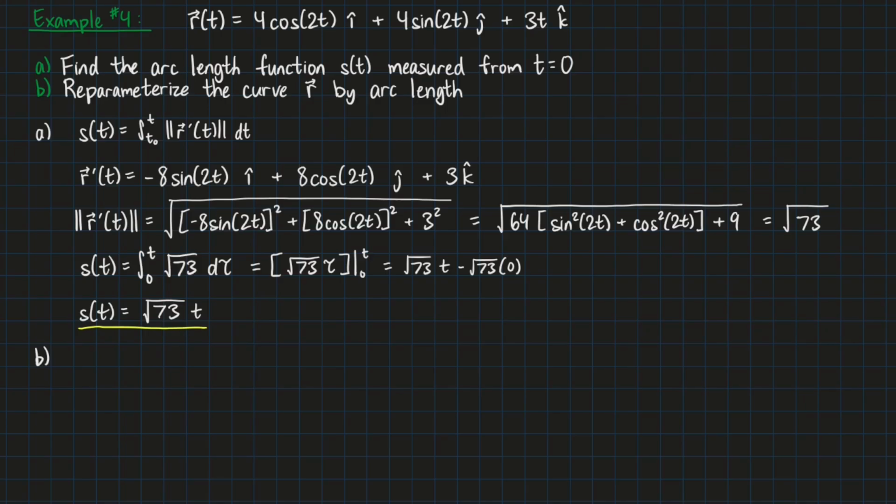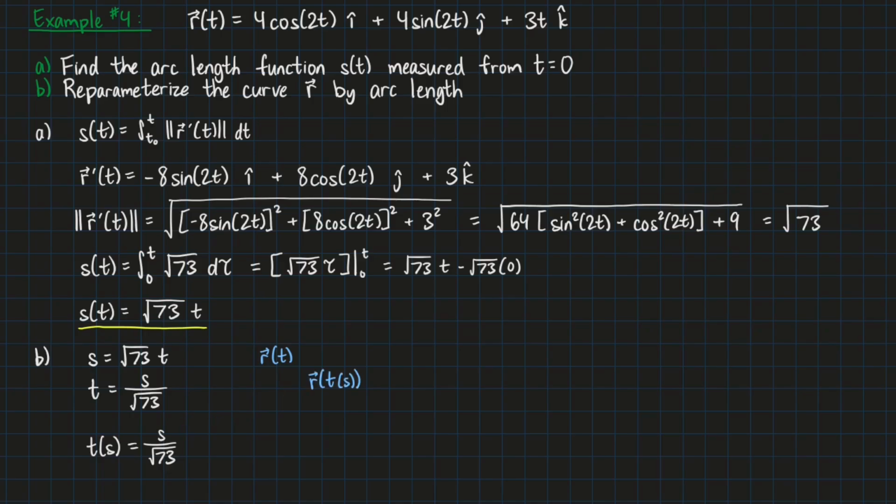Part B asks to reparameterize the curve r by arc length. So we want r of s. We know the relationship between s and t. S equals square root of 73 times t. What we're going to do now is isolate t. So we'll have t equals s over rad 73. We can say this is t of s since t is in terms of s and t is a function of s. We're familiar with r of t. This is what we were given. Now we have t of s, and we can get r of t of s.